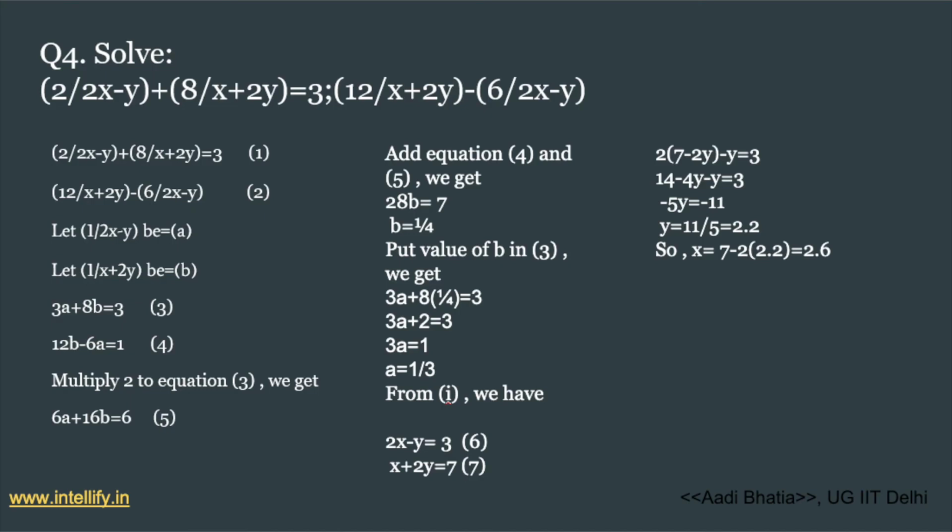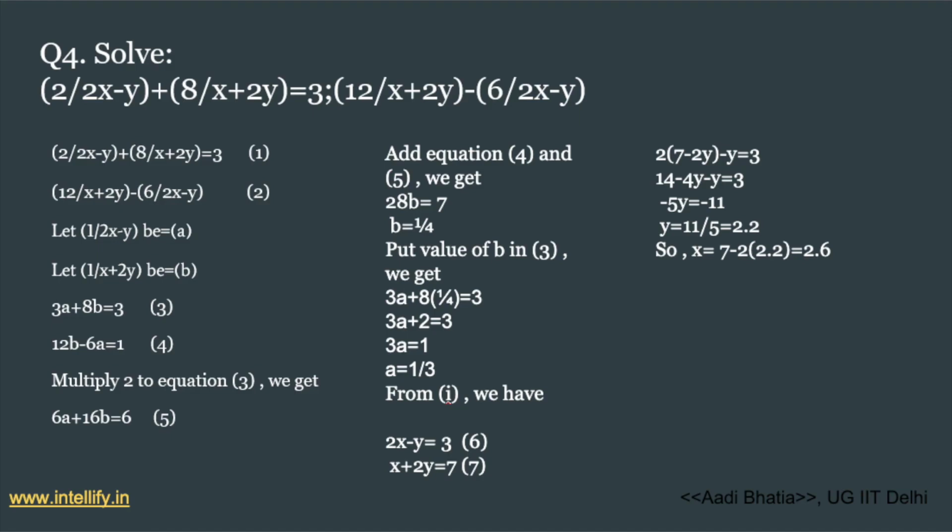We multiply 2 to equation 3, and we get 6a plus 16b is equal to 6. When we add equation 4 and 5, we get 28b is equal to 7, and b is equal to 1 upon 4. We put the value of b in equation 3, we get 3a plus 8 into 1 upon 4 is equal to 3. Then 3a plus 2 is equal to 3, 3a is equal to 1, hence a is equal to 1 upon 3.